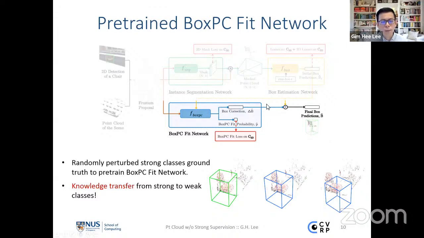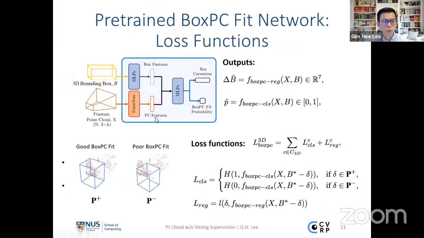The idea behind this is that we are training this box PC network to predict two things. Given the 3D bounding box, which is the predicted 3D bounding box from the main branch, as well as the input frustum point cloud, which we denote as X, we want to first predict the box correction, denoted as delta B. We can use this delta B to correct the initial prediction that is given to this pre-trained box PC fit network, as well as a probability value P, which denotes the goodness of fit.